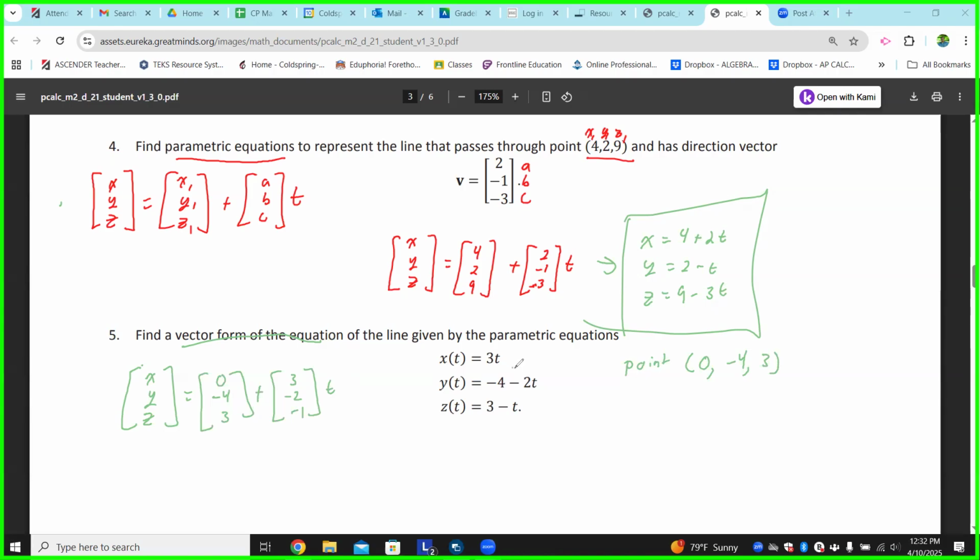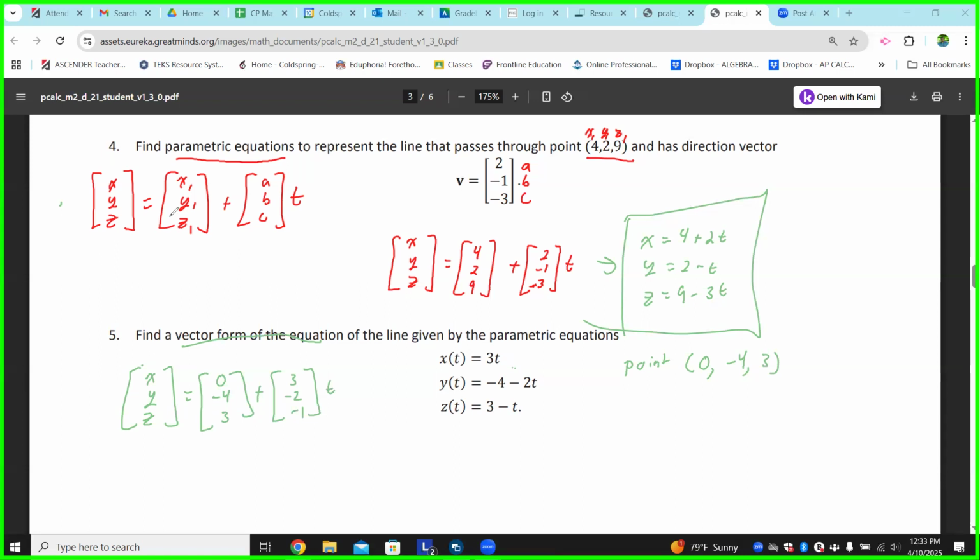Look at the x equation. Which number? There's not one. So when there's not one, there's a 0. Because I could technically say this is 0 plus 3t, and then 0 would be the starting x1 value for x. And when I come here, this -4 is not touching t, so that's the starting y1 point, so that goes there. And then my z would be 3, that would be the starting z1 point before it got affected by the slope of time.